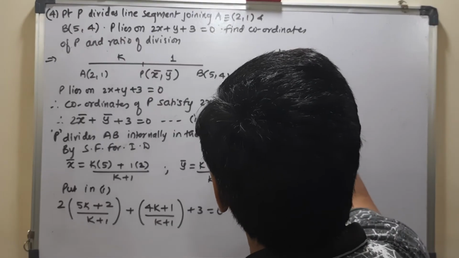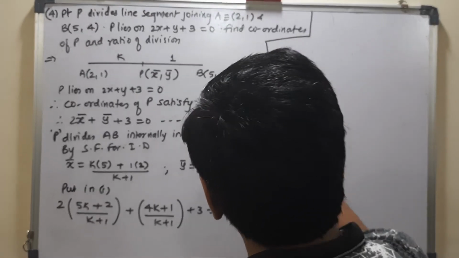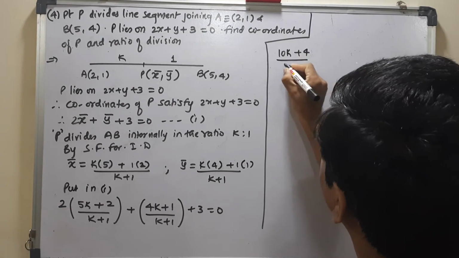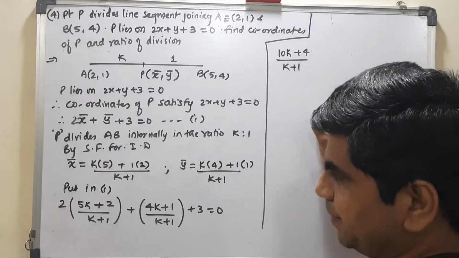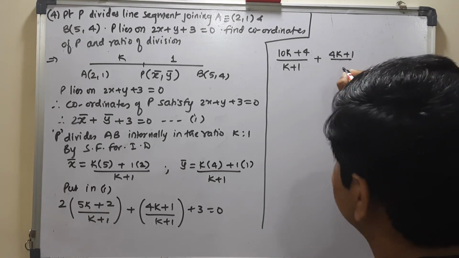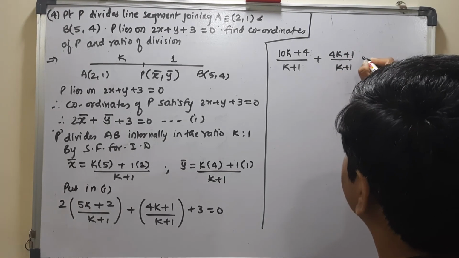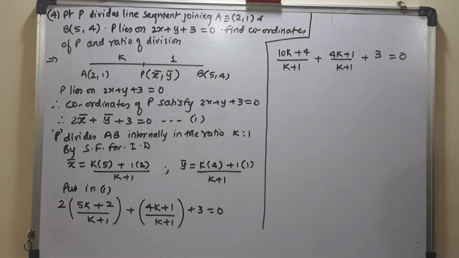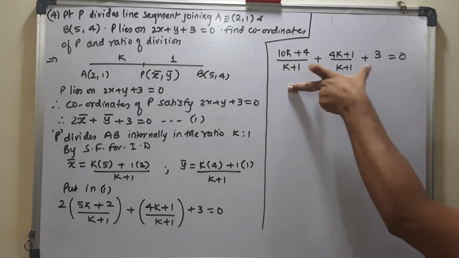That is your 10k. I would separate it. 10k plus 2 2s are 4 upon k plus 1. Agreed? Plus this is 4k plus 1 upon k plus 1. And here it is 3. Agreed? Now you see that these two are having the same denominator.